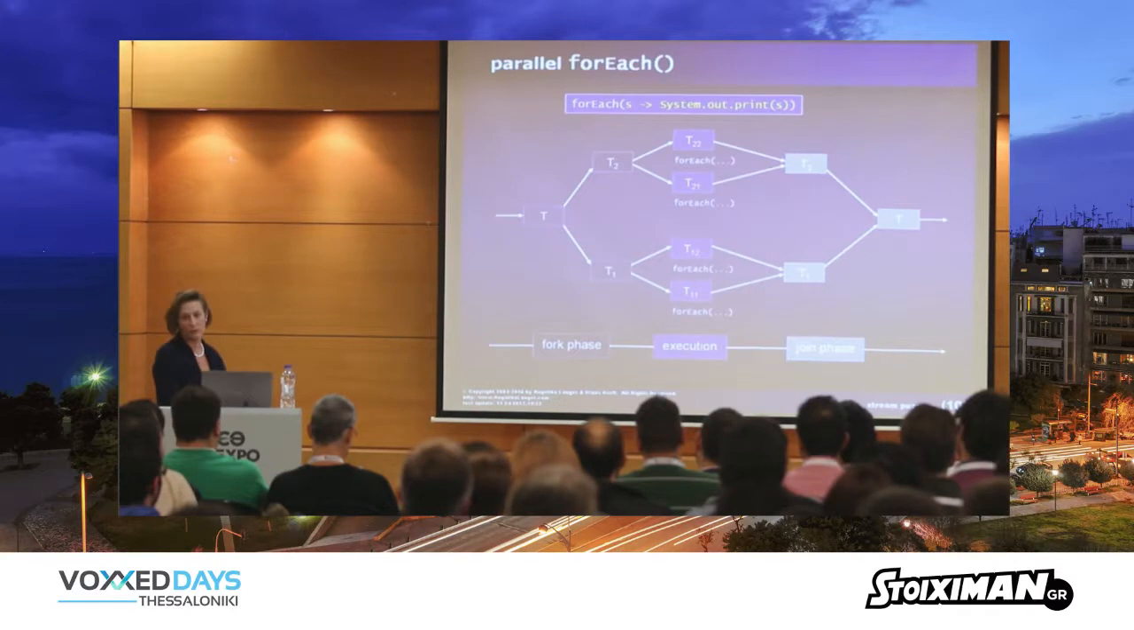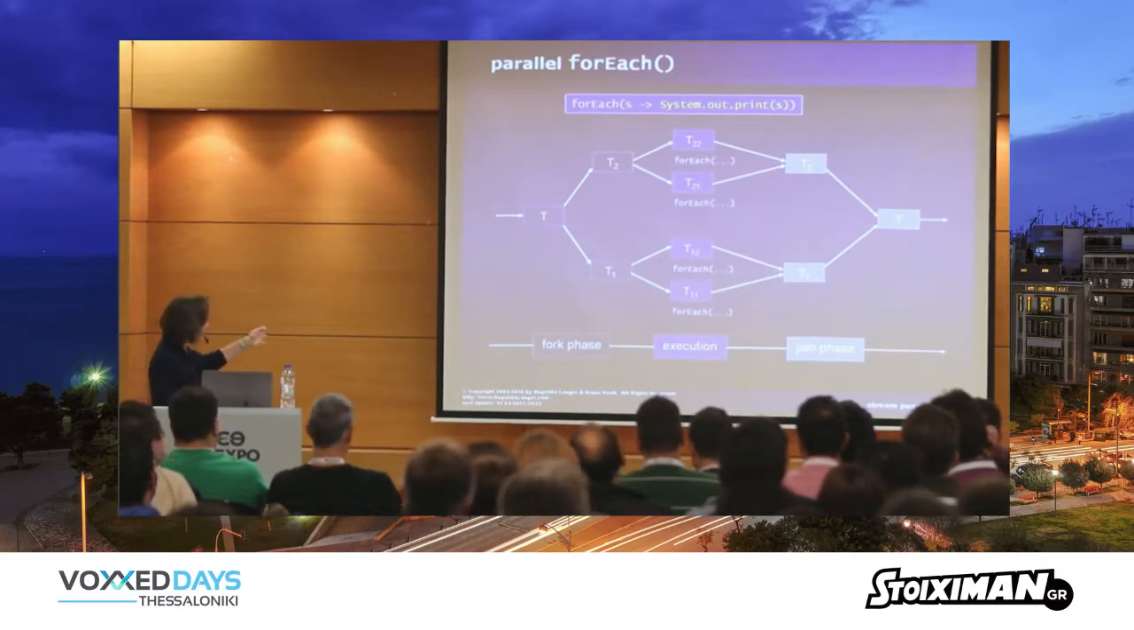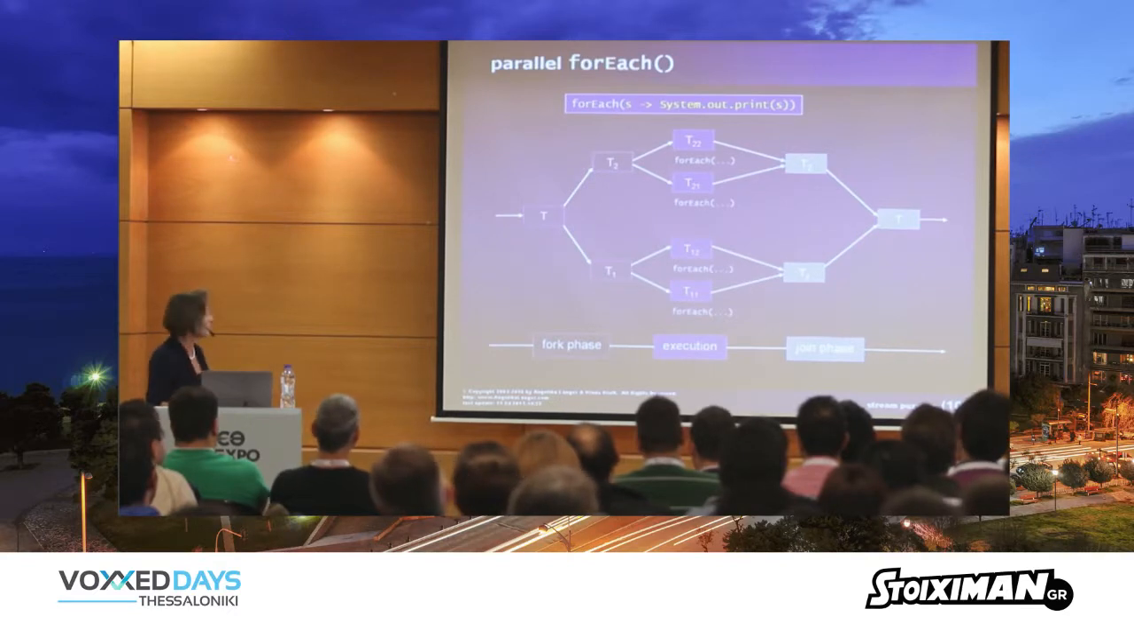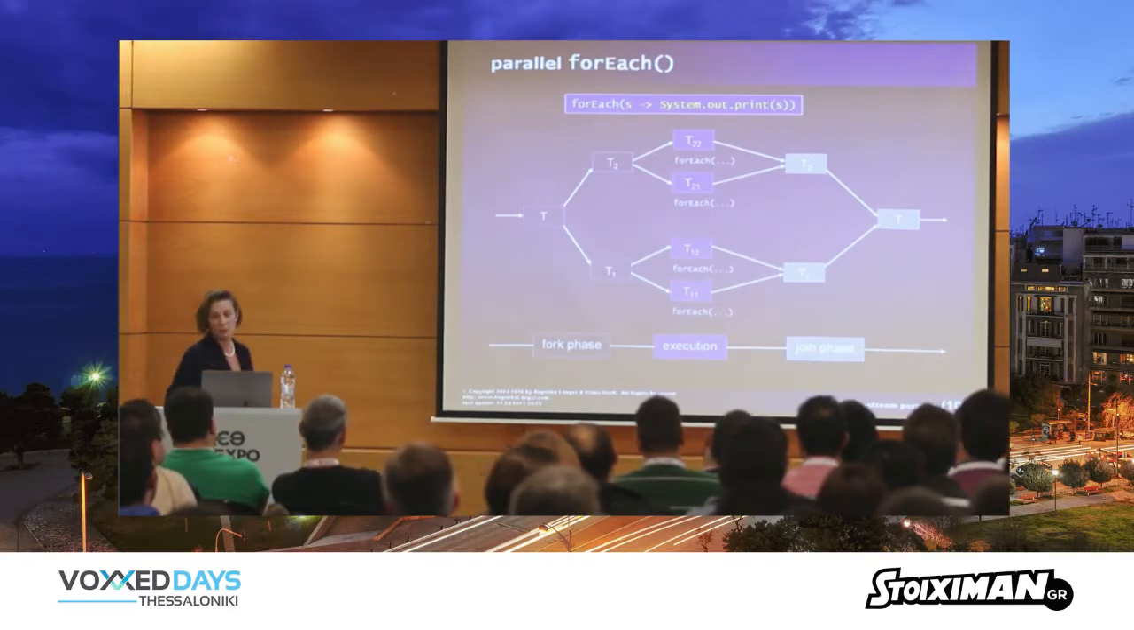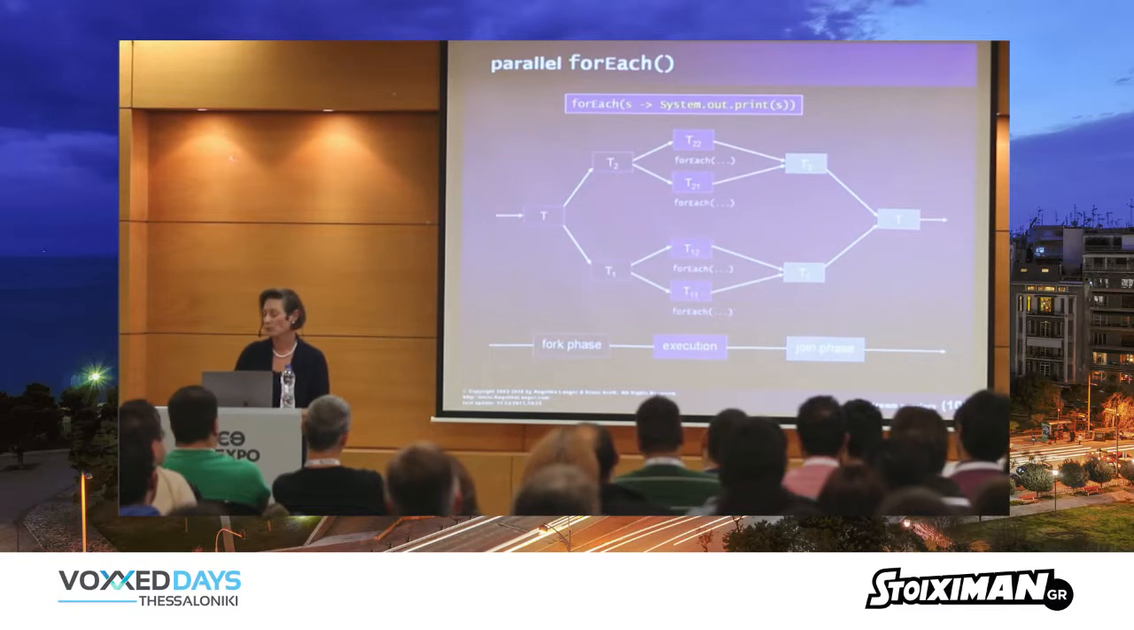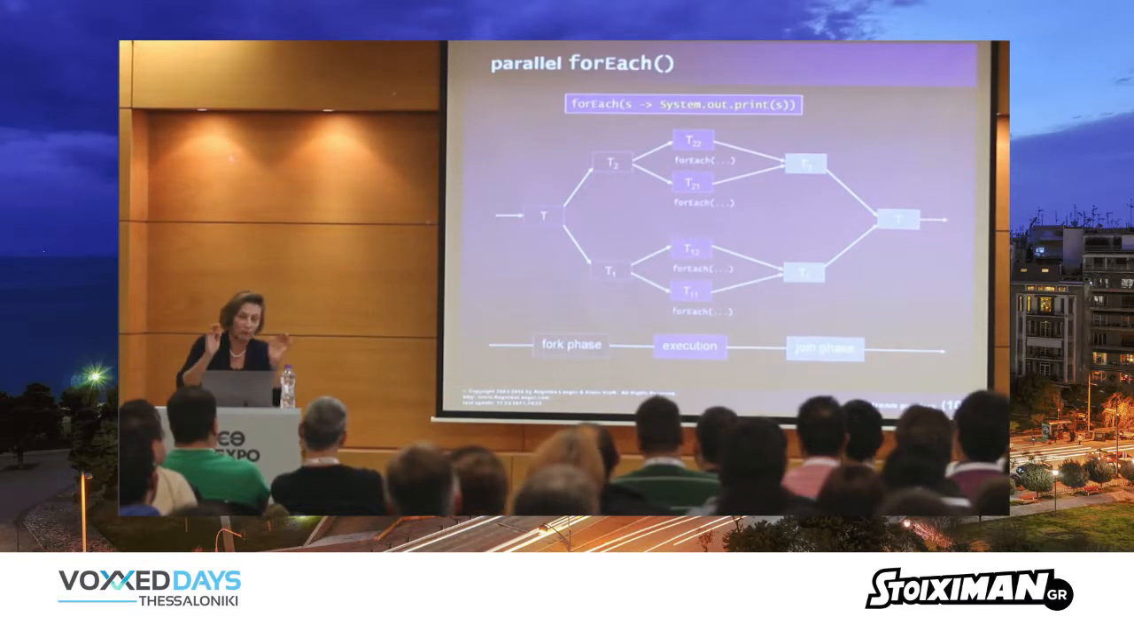But I mean, it wouldn't fit onto the screen. So we have subtasks there. This is the fork phase, splitting up the underlying stream source, and then we have an execution phase. And in the execution phase, we have number of core, many threads working on these subtasks that we've created by splitting the underlying stream source.